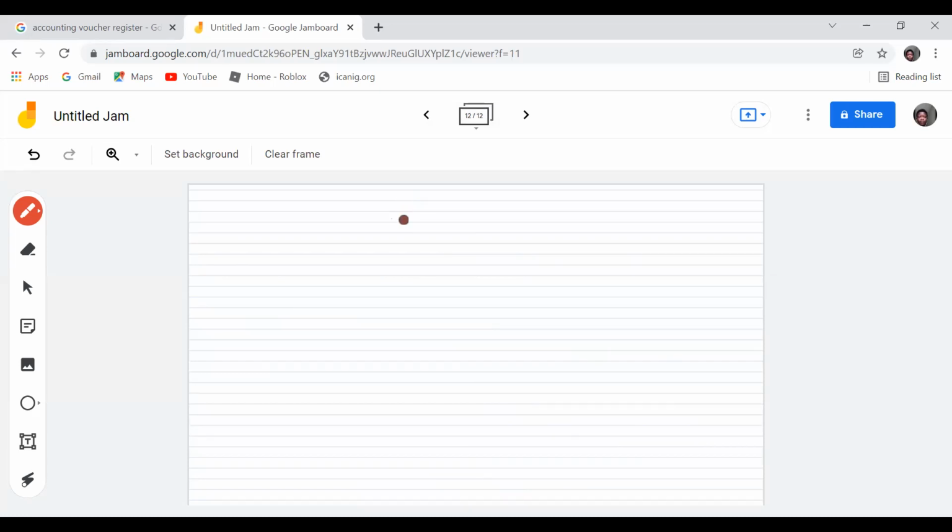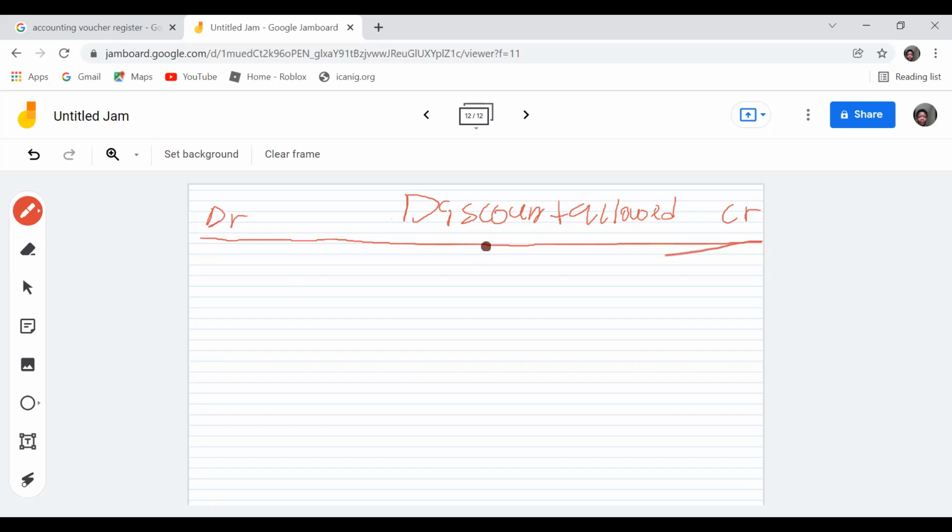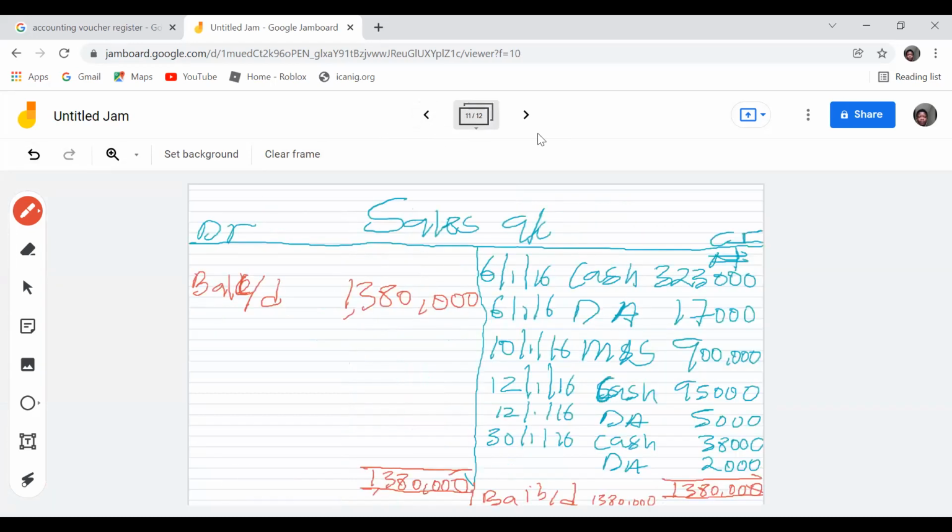So we are going to have a discount allowed account. You know that discount allowed is a kind of expense, so it's going to have a debit balance. Whatever you can see now, we just need to be picking it off from the sales account. It is on the credit side there, so the corresponding entry will not be on the debit side.